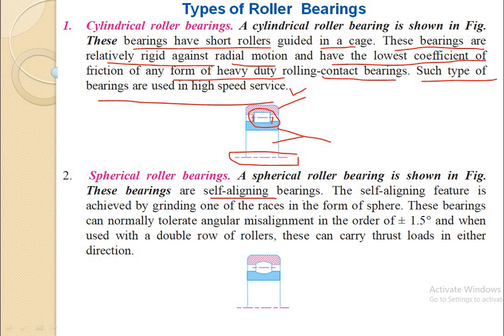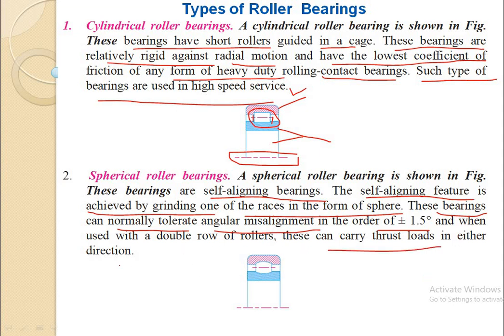Now the second type of roller bearing is the spherical roller bearing. These bearings are self-aligning bearings. The self-aligning feature is achieved by grinding one of the races in the form of a sphere. Self-aligning means it can align itself at very high speeds. Depending upon the nature of the load, though there is a variation in the load, these bearings can align themselves in a cage or retainers. So to have this facility, these races are cut in a spherical form. Second advantage is that it can tolerate angular misalignment of the order of 1.5 degrees.